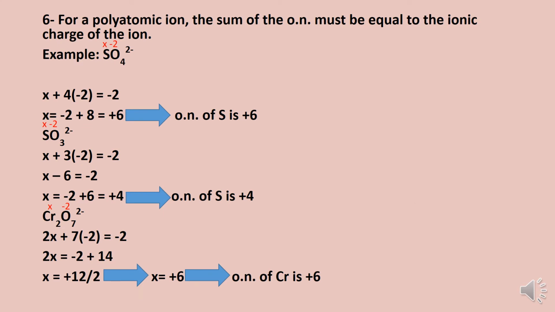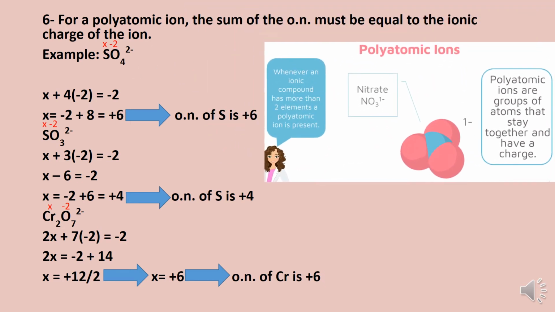Now, the sixth rule is for a polyatomic ion. What do you mean by polyatomic ion? Let's see here. For example, nitrate, NO3 1-. Polyatomic ions are groups of atoms that stay together and have a charge. So, for a polyatomic ion, the sum of the oxidation numbers must be equal to the ionic charge of the ion.